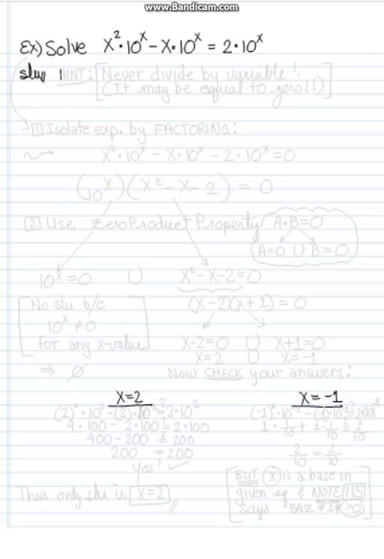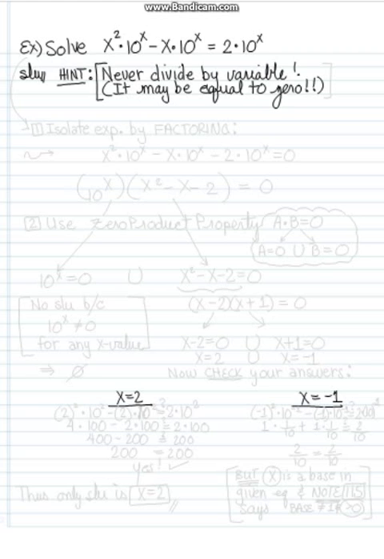Let's solve the exponential equation x squared times 10 to the x power minus x to the first power times 10 to the x power equals 2 times 10 to the x power. Now here's a big hint. You never want to simplify this by dividing both sides by a variable. Even if there's a variable in the exponent, you want to be careful. The main thing is never divide by a variable because it may be equal to 0.